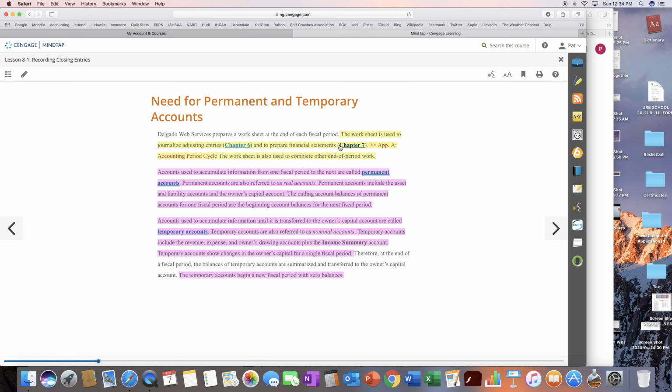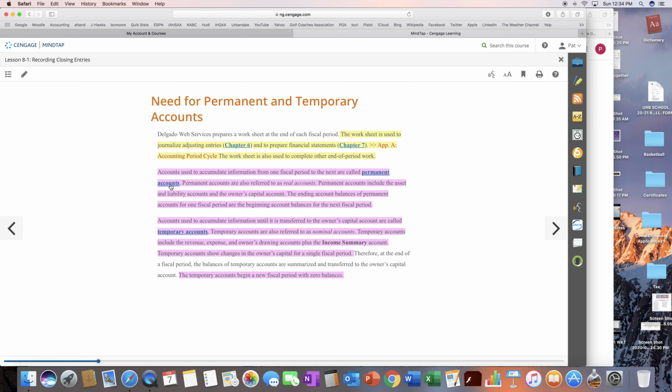Okay. First, where are we getting this stuff? The worksheet we used to help us with journalizing adjusting entries, and we also prepared some financial statements from the worksheet. Well, we're also going to use this worksheet to help us with our closing entries. Okay.